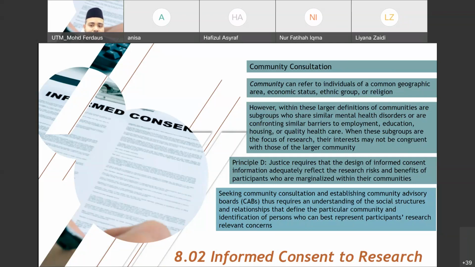However, within this larger definition of communities are subgroups who share similar mental health disorders or are confronting similar barriers to employment, education, housing, or quality healthcare. When these subgroups are the focus of research, their interests may not be congruent with those of the larger community. I'll give you an example.